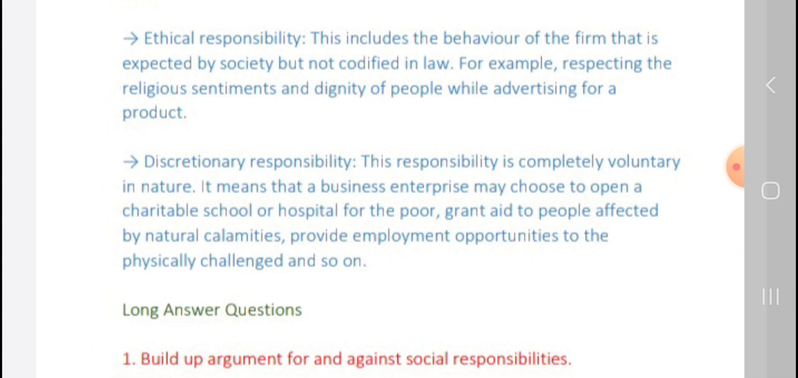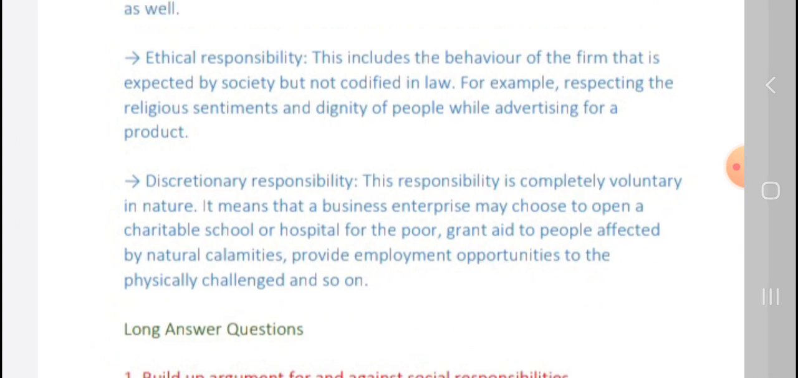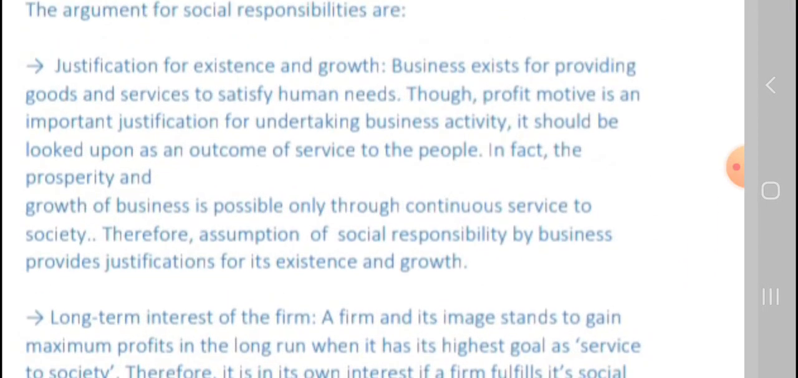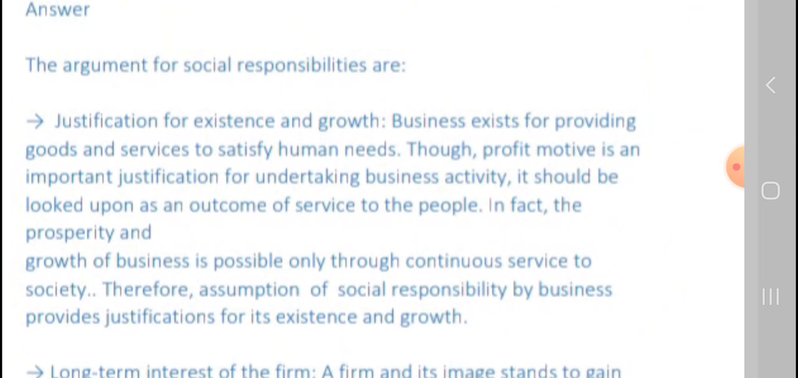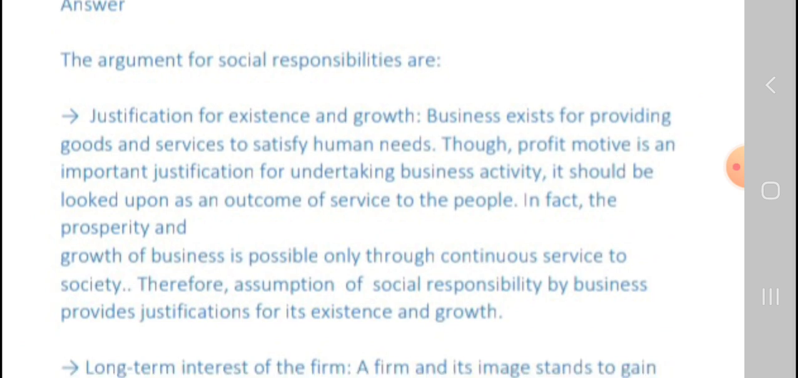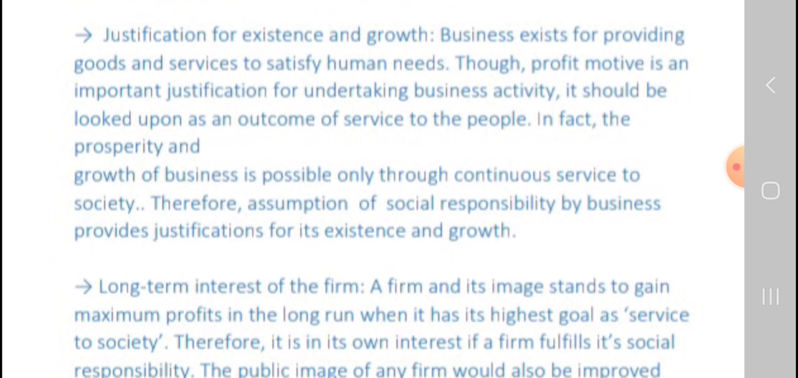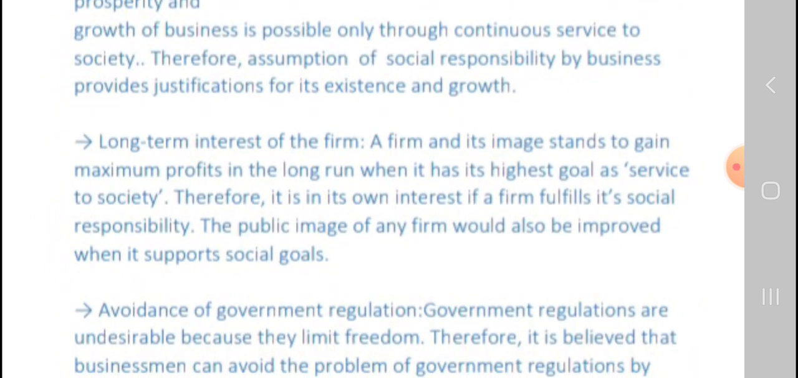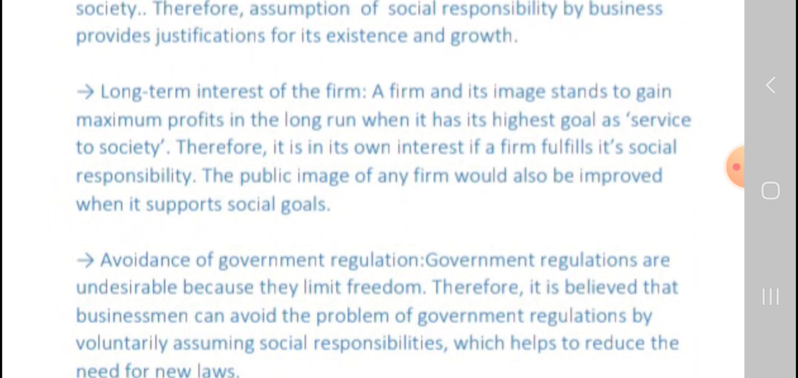Next, in the long answer question they may ask for 5 or 6 marks: the arguments for and against social responsibility. Let us know about that. Justification of existence and growth: business exists for providing goods and services to satisfy human needs. Though profit motive is an important justification for undertaking business activity, it should be looked upon as an outcome of service to the people; there should be good service for the people.